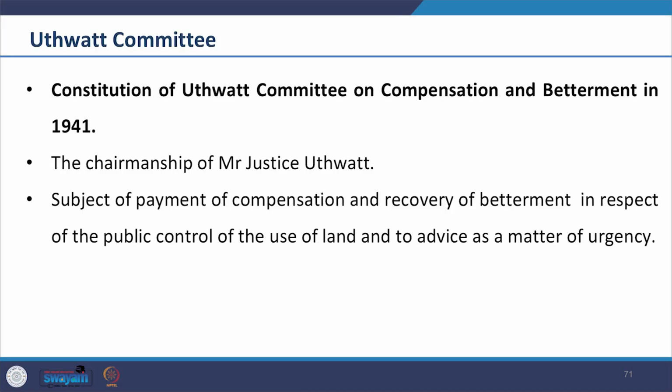As per the Discovery National Archives, Government of UK, the committee was set up by the Minister of Works and Building in 1941 under the chairmanship of Mr. Justice Uthwatt to make an objective analysis of the subject of the payment of compensation and recovery of betterment in respect of public control of the use of land, to advise as a matter of urgency what steps should be taken now or before the end of the war to prevent the work of reconstruction thereafter being prejudiced.